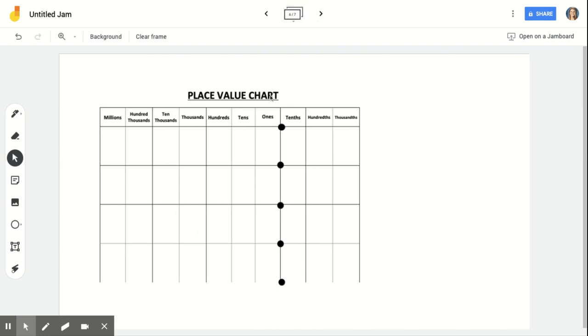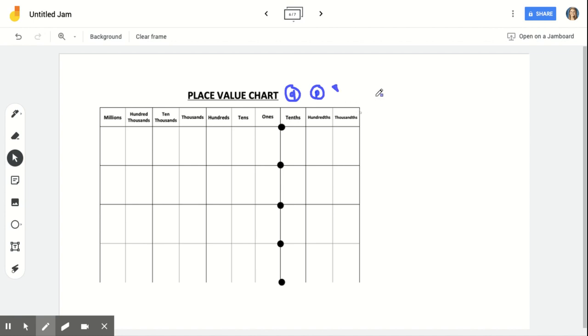So go ahead and get your place value chart ready. Here's what I'd like you to do at the top. Above the tenths, I'd like you to draw a picture of a dime. Just put a circle and a D for dime. Under the hundredths, draw another coin and put a P for penny. And for thousandths, just draw a little tenth of a penny.